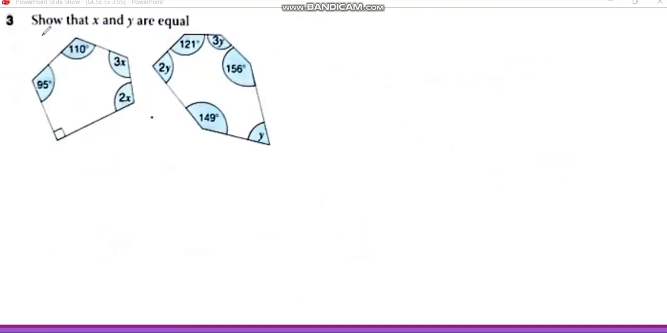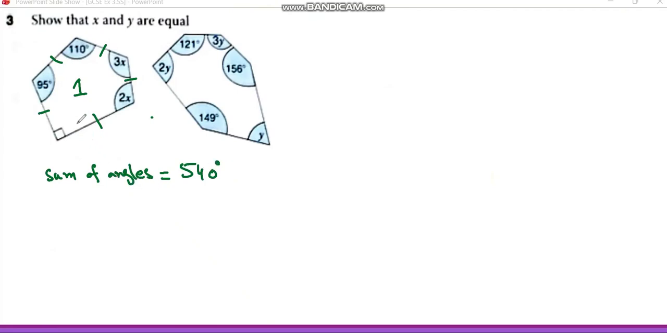In question number 3, it says show that x and y are equal. First, in both shapes, we need to figure out the sum of all the angles. Shape 1 has 5 sides. So the sum of all interior angles should be equal to 540 degrees because it's an irregular pentagon.